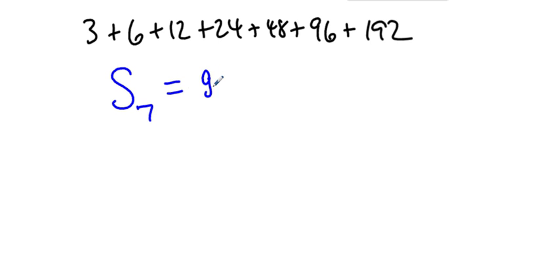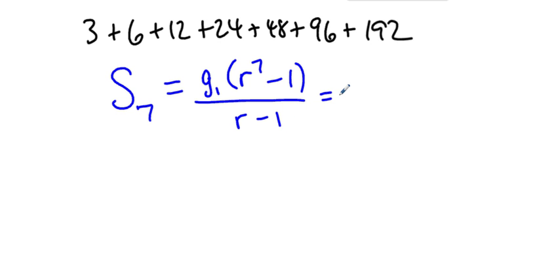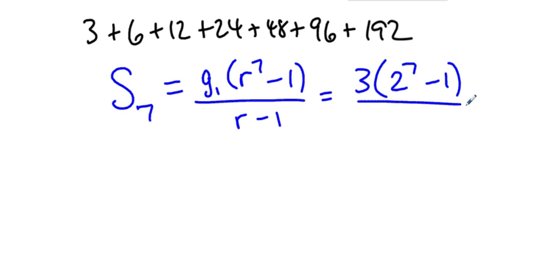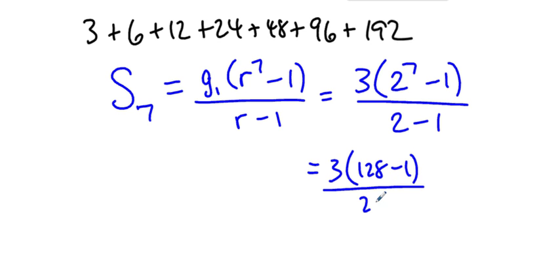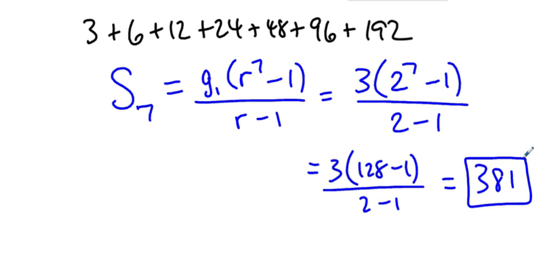And that's first term times, in this case, I'll say r to the n minus 1 over r minus 1. So I've got to identify the first term. That's 3. What's r? The common ratio is 2. 2 to the 7th, 2, 4, 8, 16, 32, 64, 128. That's 3 times 128 minus 1 over 2 minus 1. 127 times 3 is, I think, 381. And so I can add all those up without having to add all those up.